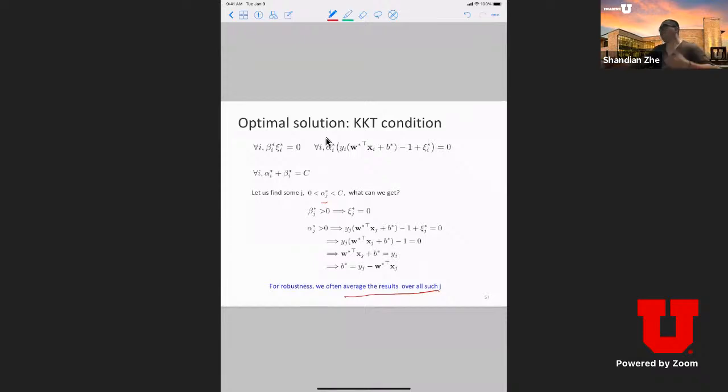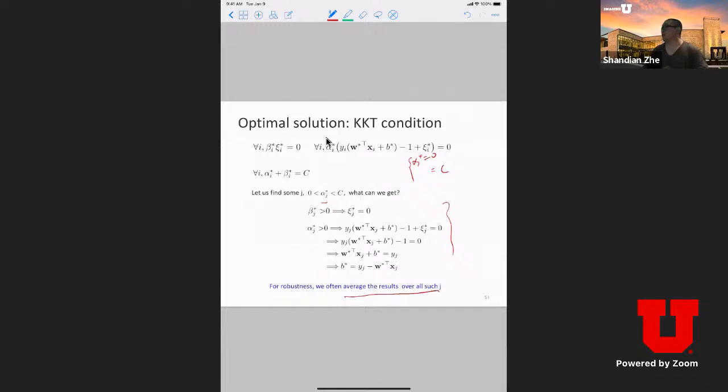Okay, but here I want to supplement one point. Although in practice you can always find some alpha j star which is strictly between 0 and c, in case that in some particular data set you have all alpha j stars either equal to 0 or c, what can we do? It seems like we cannot apply this chain of derivation to get b star. How can we do that?